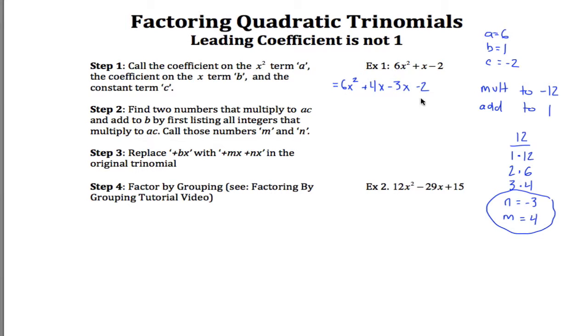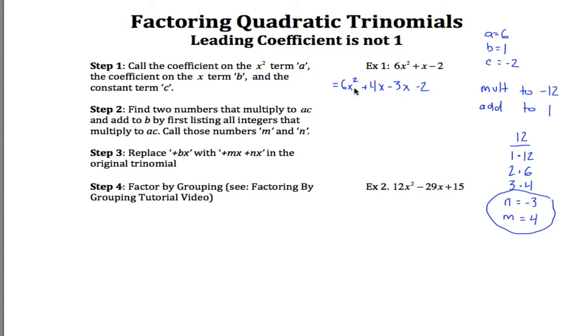What I want you to note is this is the same as this, because plus 4x minus 3x is the same as plus 1x. It's a different form, and this form will be easier to factor. Another thing I want you to notice is we could have said n equals 4 and m equals -3 and still get the same answer.